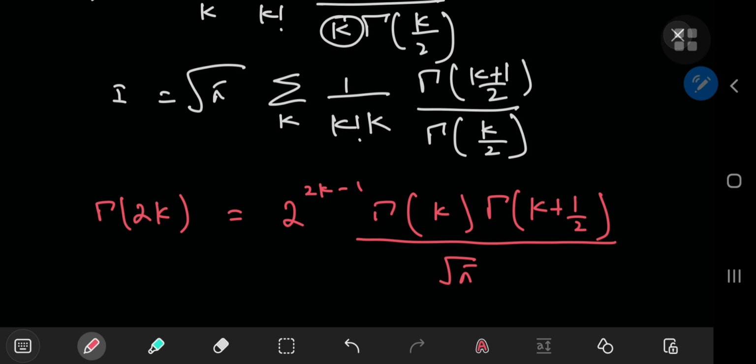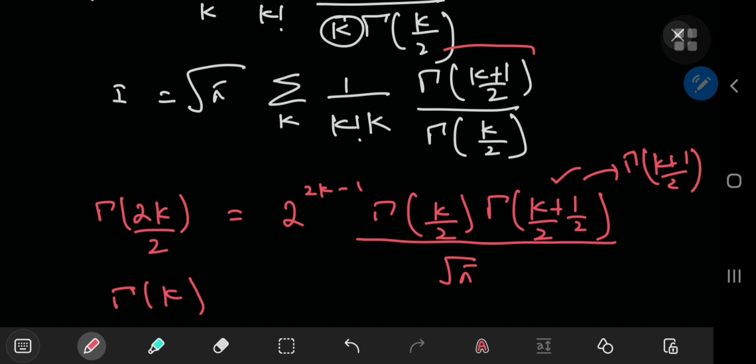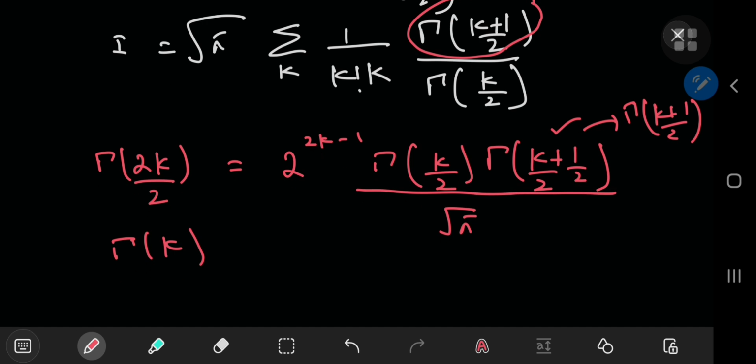Now, in this case, I'm not interested in gamma 2k. I'm interested in gamma of k only. So let's divide 2k by 2. So I have to divide each k by 2. And notice by doing this, because of my interest in gamma of k instead of gamma 2k, I now have a term which is gamma k plus 1 by 2, this term over here. So that was the purpose of applying this formula, this relation.